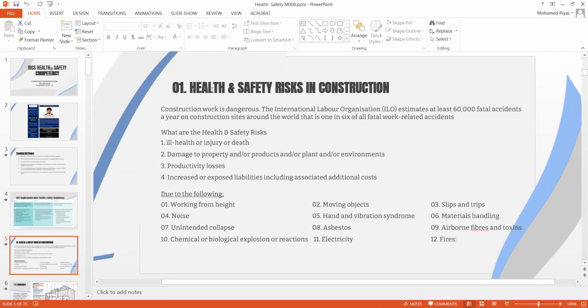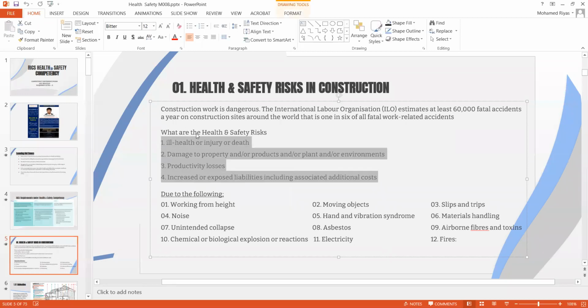Now, coming to construction as an industry and as an individual project, we have many risks related to health and safety. Most of them fall under 4 categories. We try to categorize under 4 categories, and we will look at the reasons separately. The first one falls under ill health or injury or death.